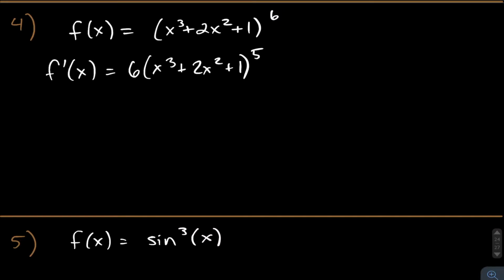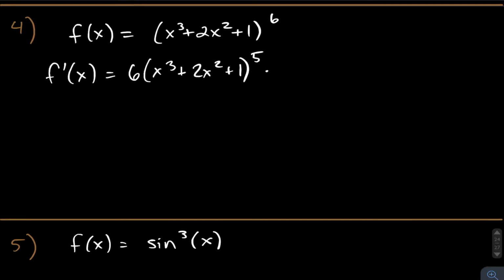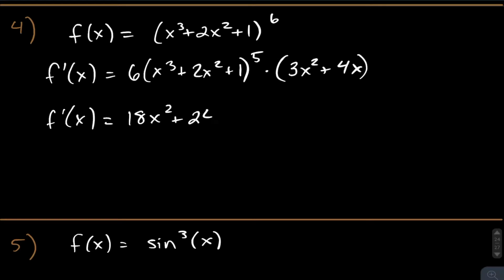Okay, we just drop the exponent by 1. And then we multiply by the derivative of the inside function. Okay, so the derivative of the inside function, let's see if you can follow me here, is going to be 3x squared plus 4x plus, it'll just be 0, so we're just going to end that off here. So f prime of x equals, we can multiply through, okay, we get 18x squared plus 24x, and we multiply that by x cubed plus 2x squared plus 1 to the fifth.